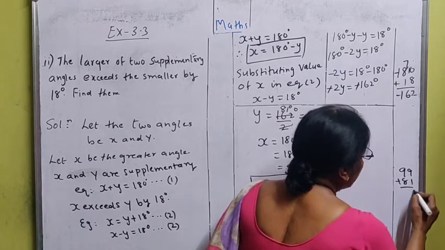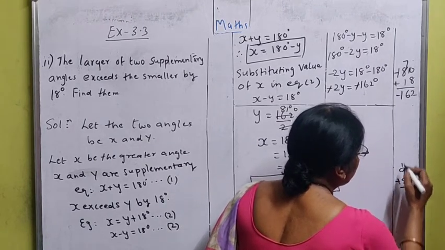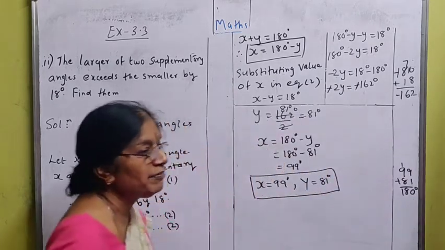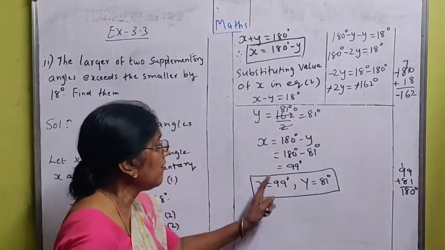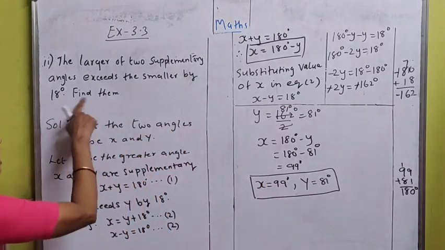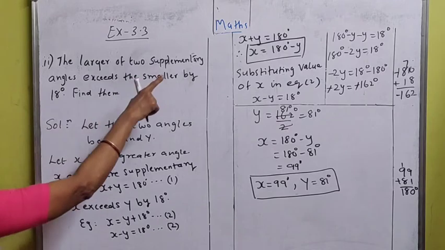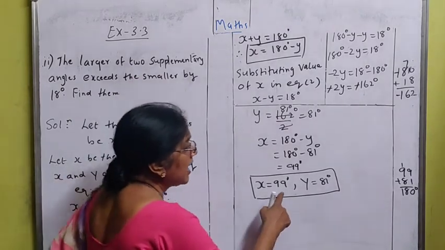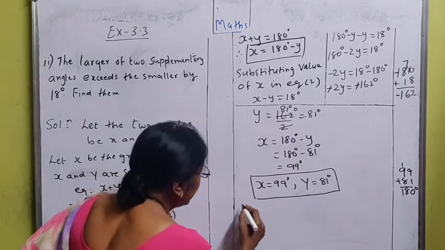So 9 plus 1 is 10. Carry 1. 9 plus 1 is 10, 10 plus 1. So you have to get the supplementary, means 180 degree. That means the value of x and y is correct. Now what he has asked, find them, means what are the two supplementary angles. So the two supplementary angles are 99 degree and 81 degree.